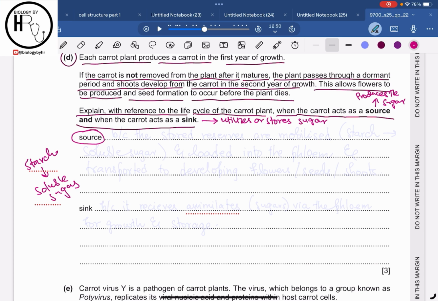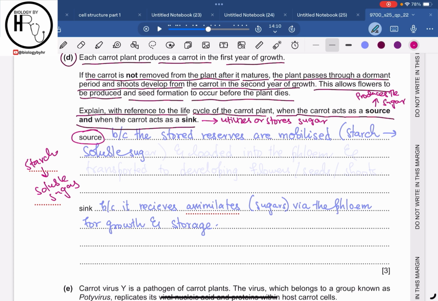So we can write the answer in a way that because the stored reserves are mobilized, like starch is converted into soluble sugar, and these soluble sugars are then loaded into the phloem, and then from the phloem they are transported to the developing parts of the plant, like for example the flowers, the seeds, the shoots.